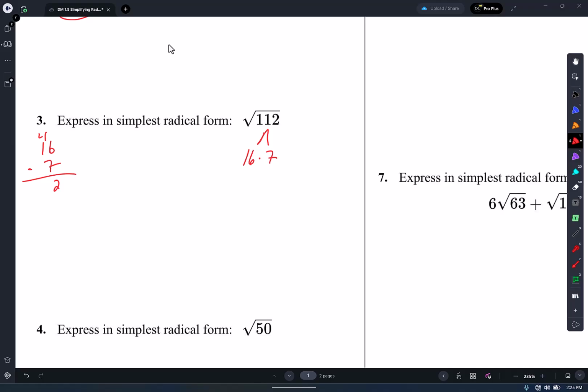1 times 7 is 7. 7, 8, 9, 10, 11. I put an 11, and there it is. So 16 times 7 is 112. Are we still okay?